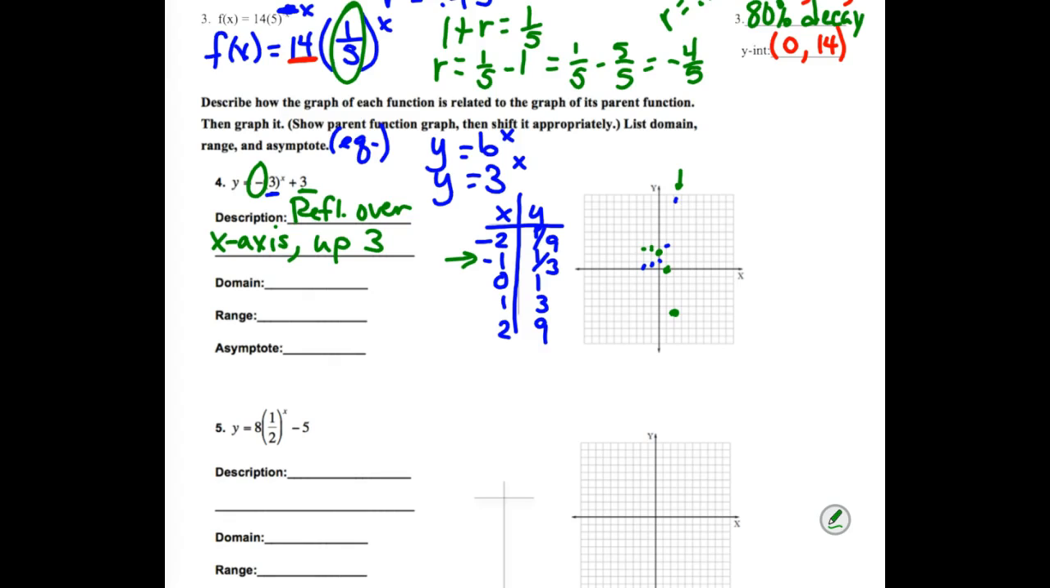All right. When we do vertical translations, like moving up 3, that means the asymptote also moves up 3. So instead of it being here on the x-axis, I'm actually up here at 3. So my graph should be coming up from here and leveling off just underneath that asymptote.